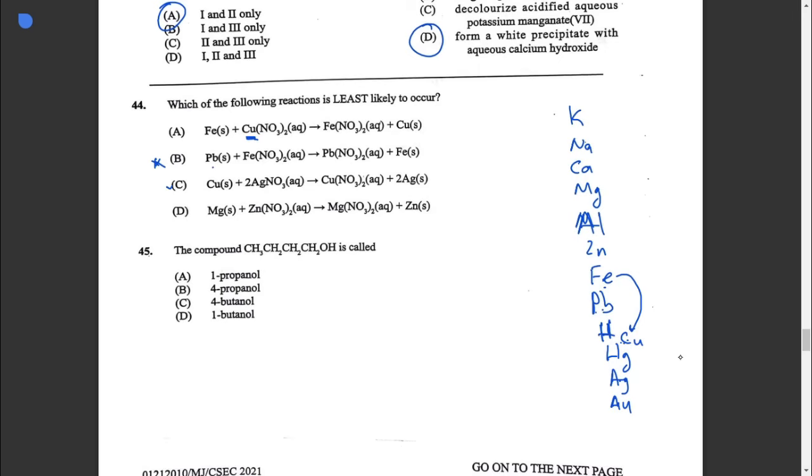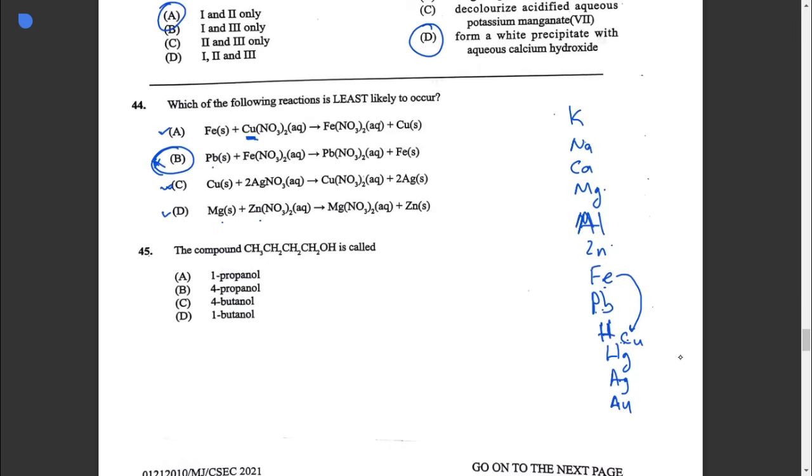Can magnesium displace zinc? Magnesium can displace zinc because magnesium is above zinc. All right, so this will occur, this will, and this will occur. Which of the following reactions is least likely to occur? And the least likely one is B. So that's the one we're looking for.